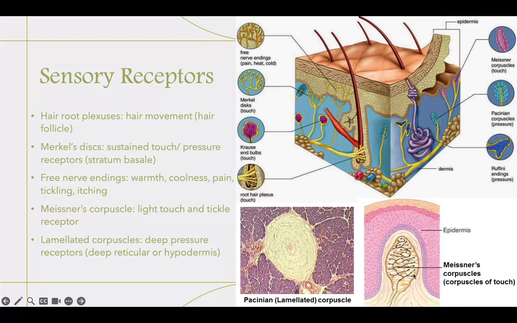And in the papillary region of the dermis, we can see that Meissner corpuscle or touch corpuscle, touch receptor, very close to the epidermis.